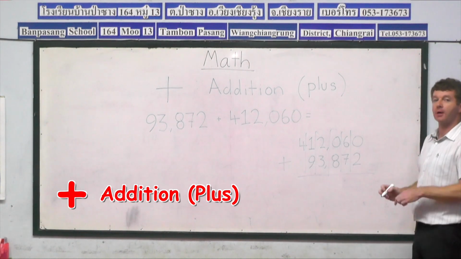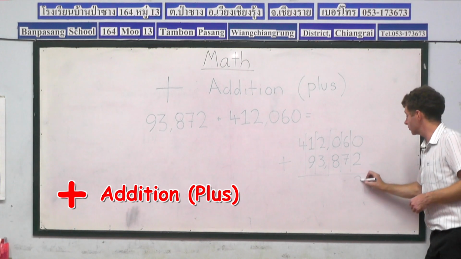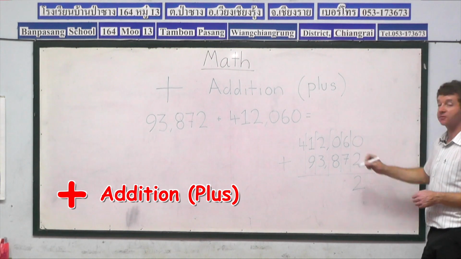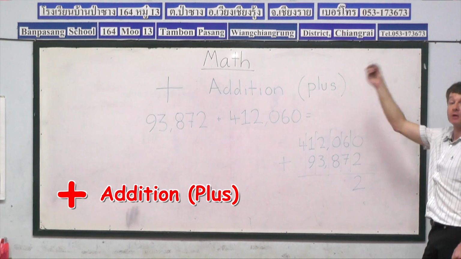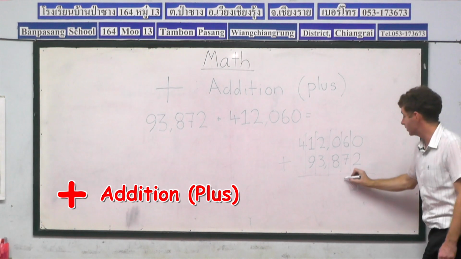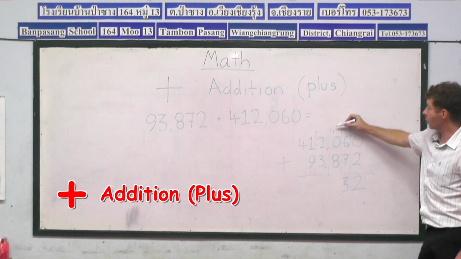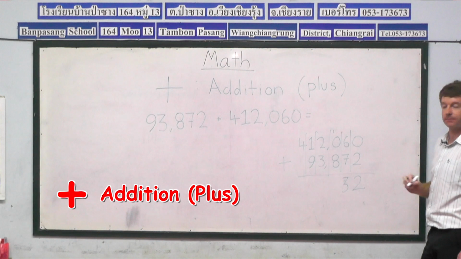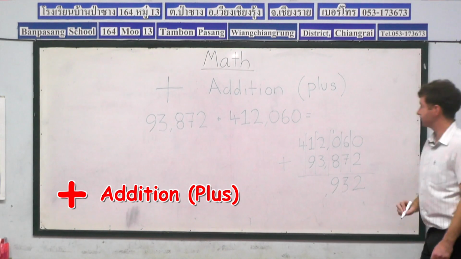Excellent, guys. And this time I will write my plus symbol. So guys, you tell me, 0 plus 2 equals 2. 6 plus 7 equals 13. So we need to regroup and carry over. 3, 1. 1 plus 8 equals 9. Comma.